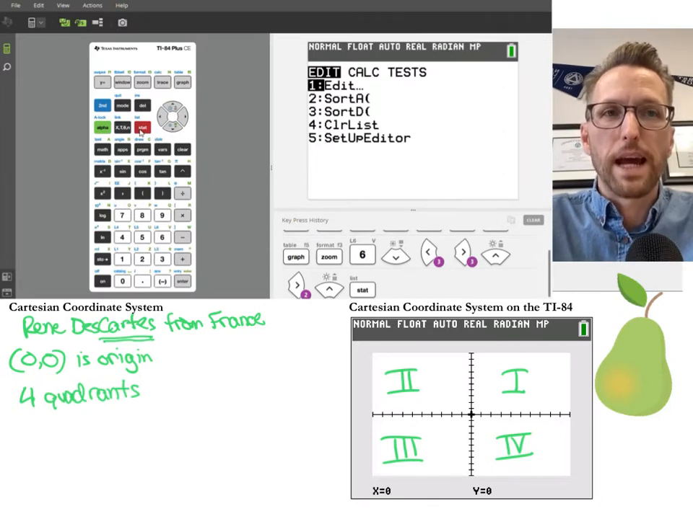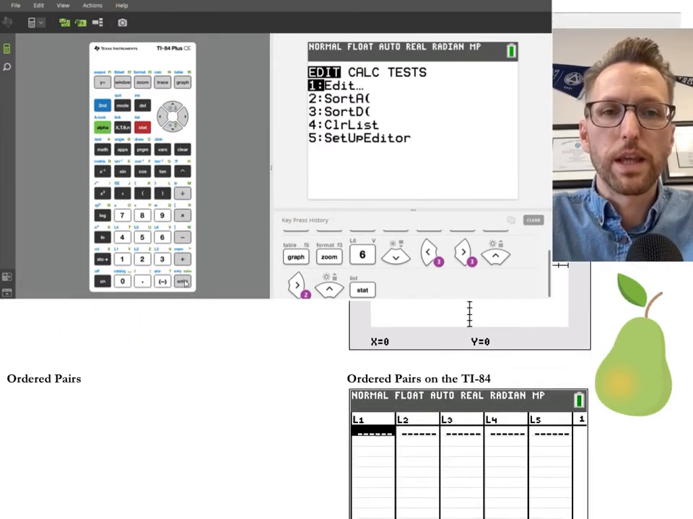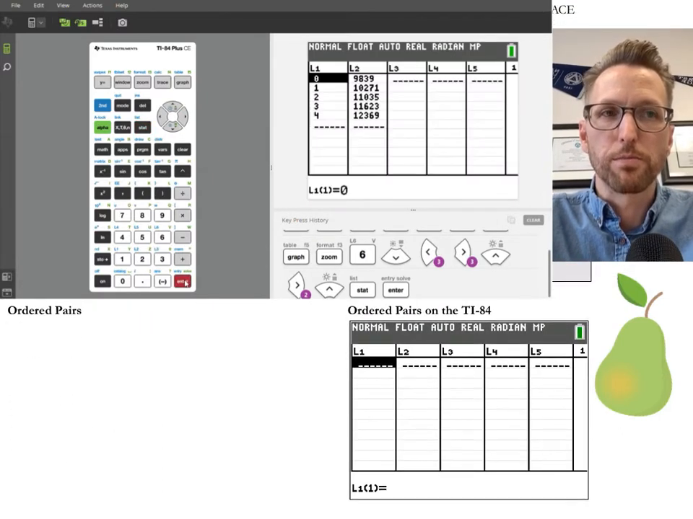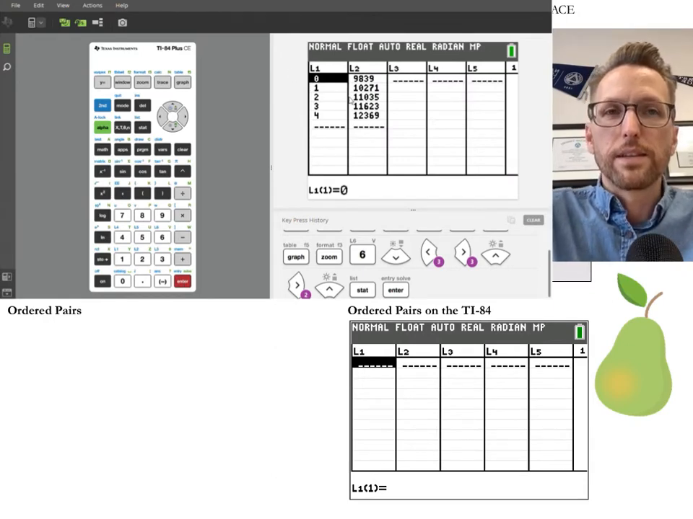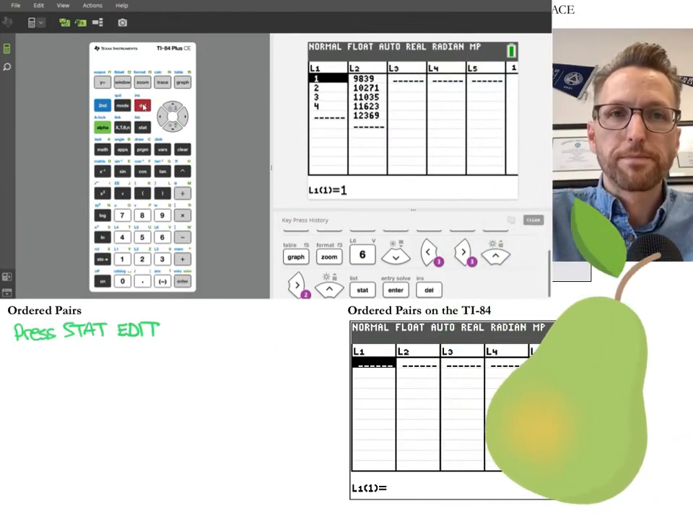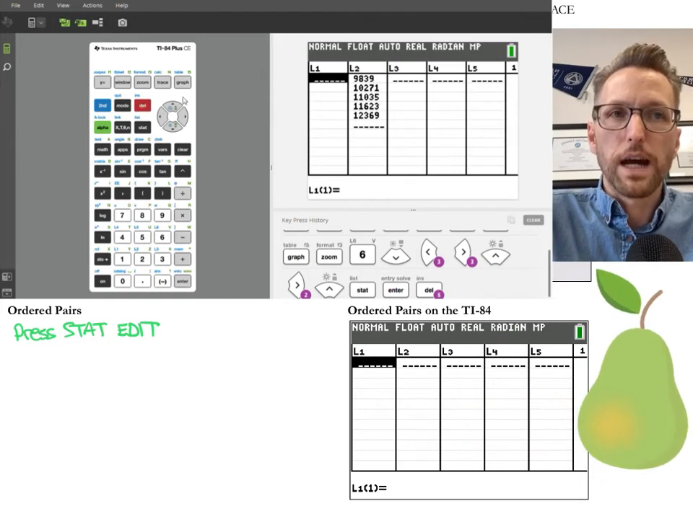Okay, so press stat, then edit. We're done with that. We'll go to ordered pairs. How do we enter ordered pairs? Stat edit, and then press enter. And I'm just deleting the points out of there already.